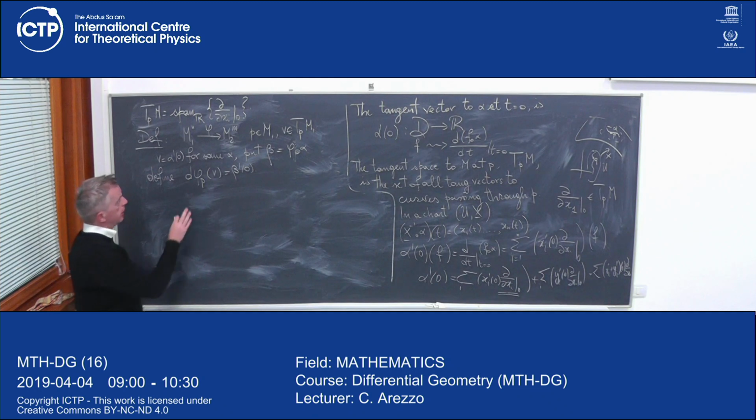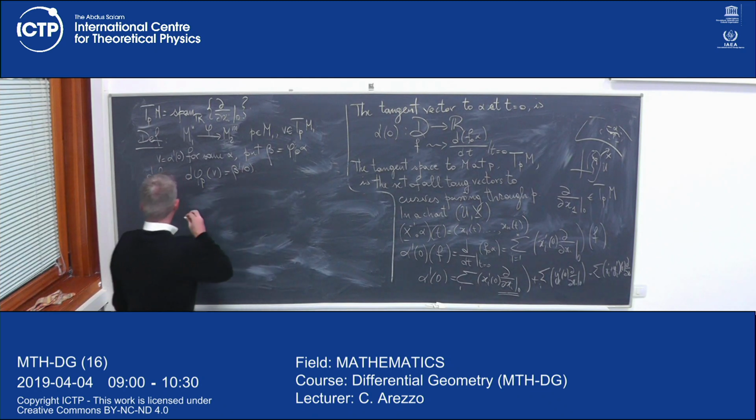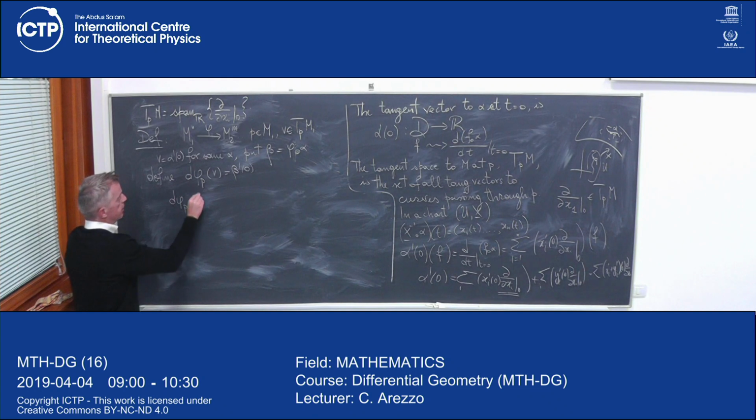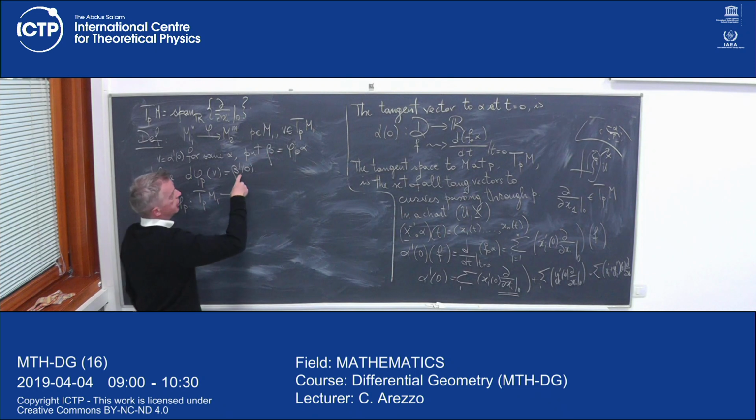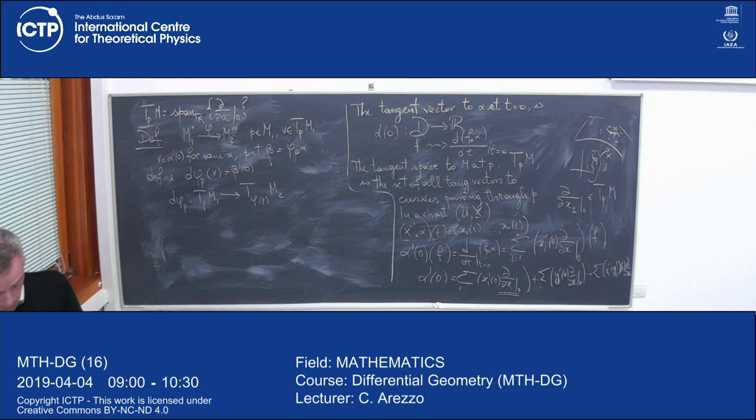Now the definition tells me where it's coming from and where it's going. So d phi p is going from TpM1. By definition, it's the tangent vector to a curve, so it's a tangent vector at phi of p, because beta of 0 is phi of p, to M2. But exactly as for surfaces, we have two problems. Is it well defined? And is it what we hope, is it linear?